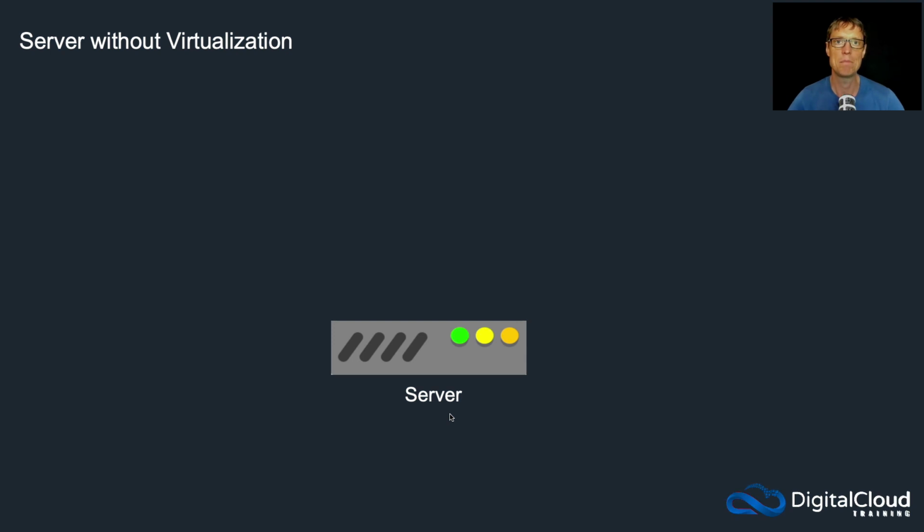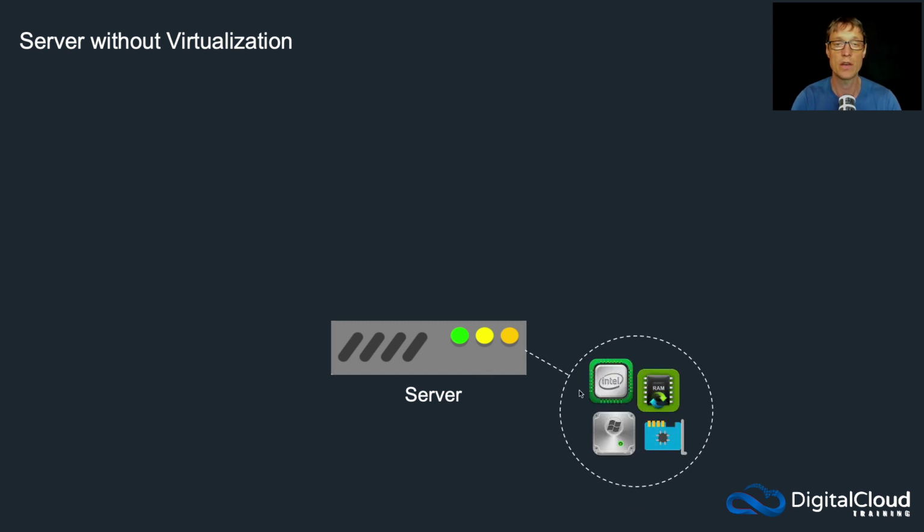One of the key building blocks of the cloud that enables the cloud to be what it is called virtualization. And the best way to understand virtualization is first we're going to look at what a server looks like when we don't use virtualization. So in this example, we have a server.